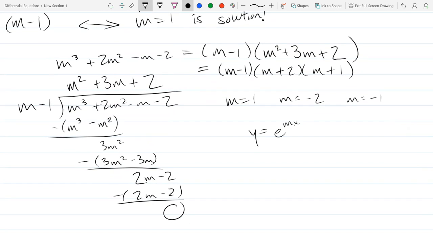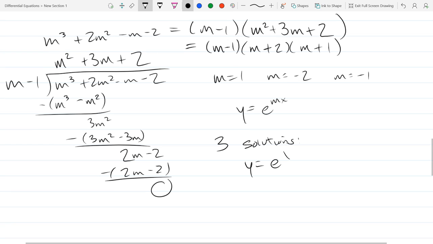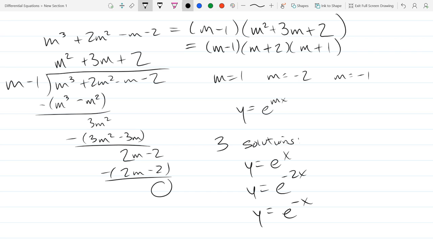Equals e to the mx, and somewhere before we wrote that down. So we have three solutions. y equals e to the x is one of them. y equals e to the negative 2x. And the third one, e to the negative x. All I did was fill in m values for where m is. That's all.